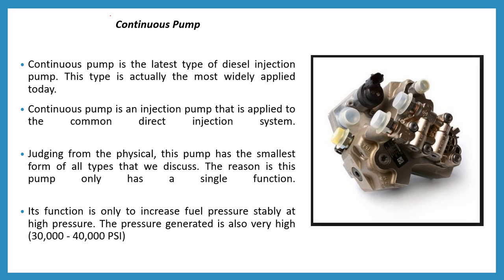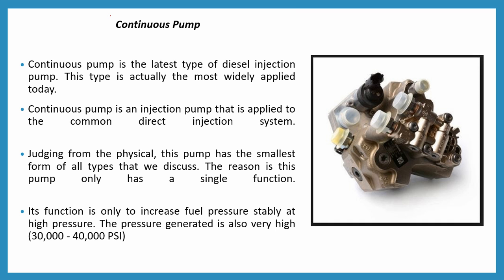Judging from the physical size, the pump is the smallest of all the types that we discuss here. That means the individual inline pump, distributor pump and the continuous pump. So in between these three pumps, the continuous pump is the smallest. The reason is the pump has only a single function, and its function is only to increase the fuel pressure, which is stably at a high pressure.